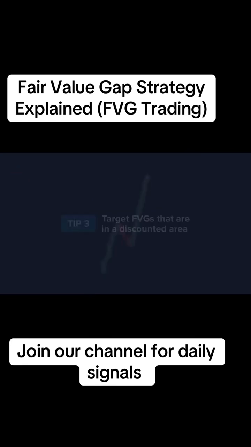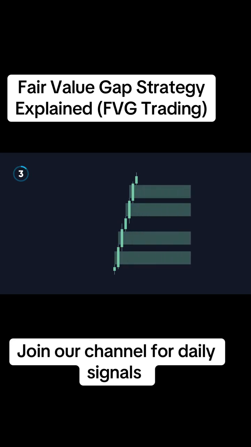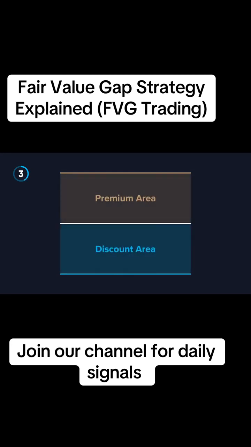For our next tip, you should be targeting fair value gaps that are created within a discounted area. To give an example of this, here we have a strong bullish move, but when we mark out the fair value gaps, we have a few to choose from. So the question is, which ones should we be targeting for our trades? Well, the first thing we should do is mark out the top and bottom of the move, along with the 50% mid-level. This will give us what we call the premium and discount areas of the range.